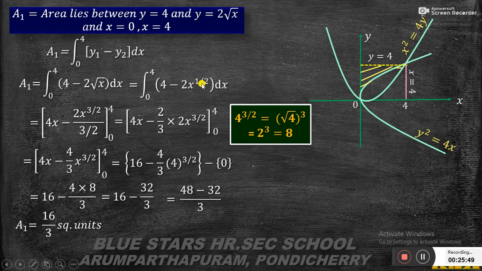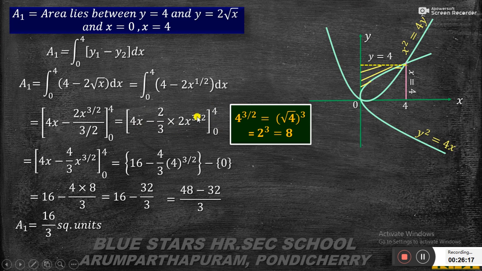So integration of the x power 1 by 2 is x power 1 by 2 plus 1, divided by 1 by 2 plus 1. So x power 1 by 2 plus 1 means 3 by 2, x power 3 by 2 by 3 by 2. So we apply the limit 0 to 4. That means 4x minus 2 by 3, where this 3 by 2 we write as 2 by 3, so 2 by 3 into 2 into x power 3 by 2, 0 to 4.